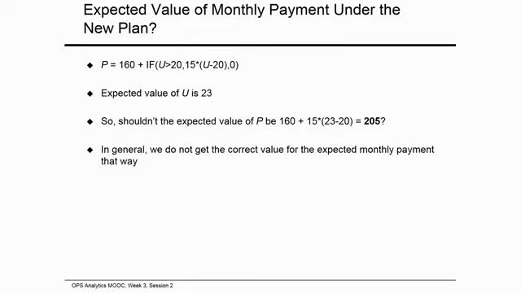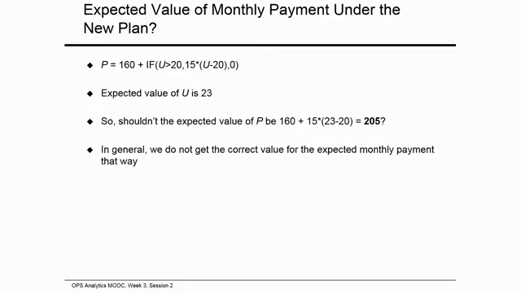If you have a contract where payment P is a linear function of U, in other words, P is equal to U times a constant plus or minus another constant, then this approach will work. For example, in the old data plan, our consultant pays $10 for each gigabyte. So under that plan, the monthly payment P is equal to 10 times the data usage U. 10 times U is a linear function of U, and the expected value of P in this case is just 10 times the expected value of U, or 10 times 23, which is 230.